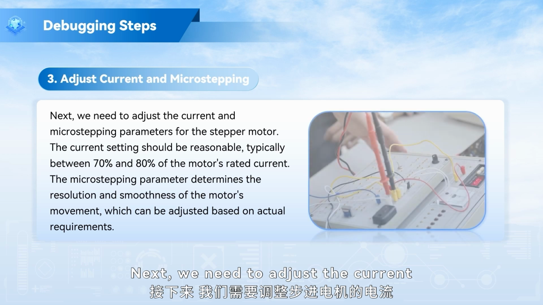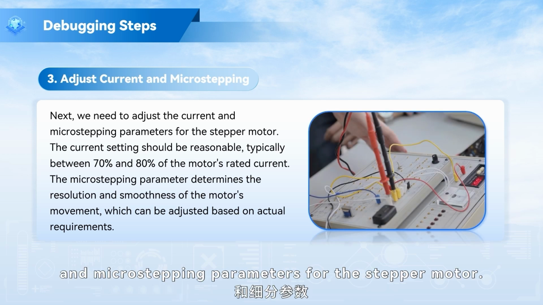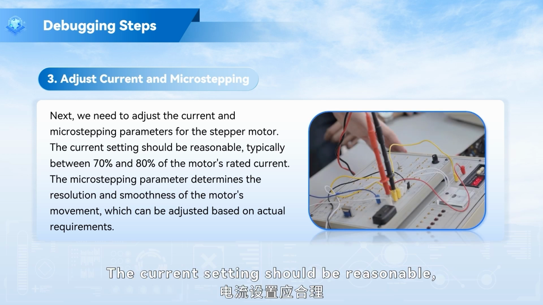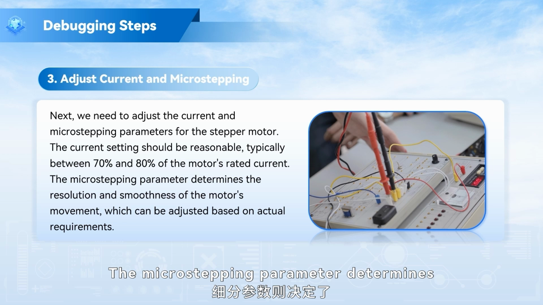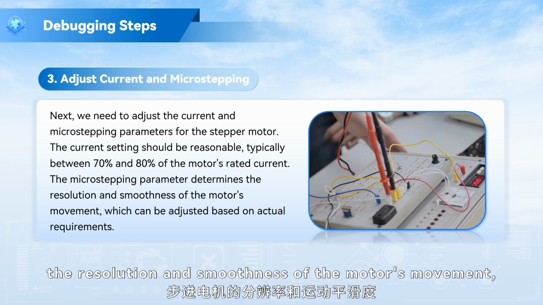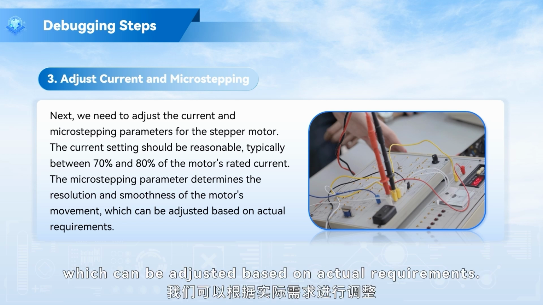3. Adjust current and microstepping. Next, we need to adjust the current and microstepping parameters for the stepper motor. The current setting should be reasonable, typically between 70% and 80% of the motor's rated current. The microstepping parameter determines the resolution and smoothness of the motor's movement, which can be adjusted based on actual requirements.